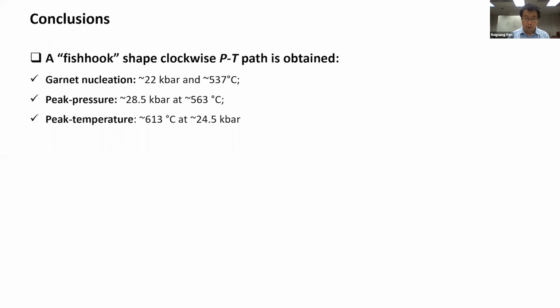Now let's look at the conclusions. The first conclusion in this study is about the prograde metamorphism PT path. We got the PT conditions with this garnet prograde growth for garnet nucleation, peak pressure, and peak temperature, as you can see here. They can represent the entire eclogite prograde PT path.